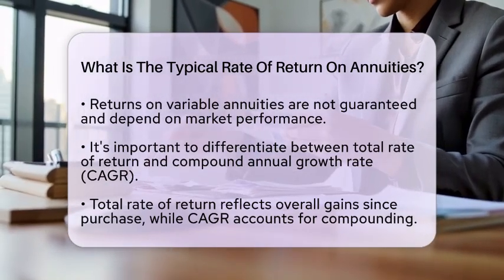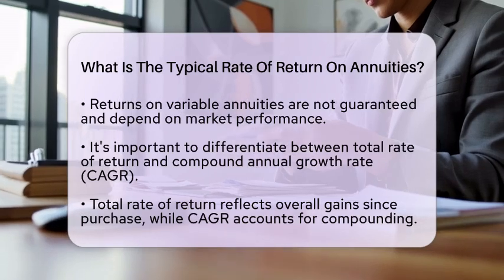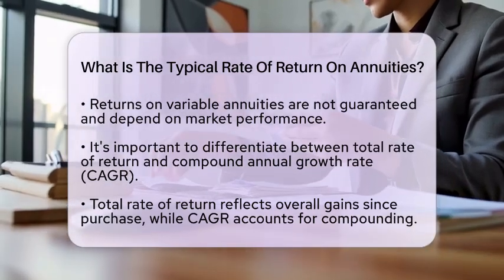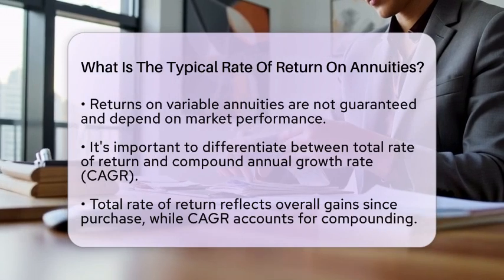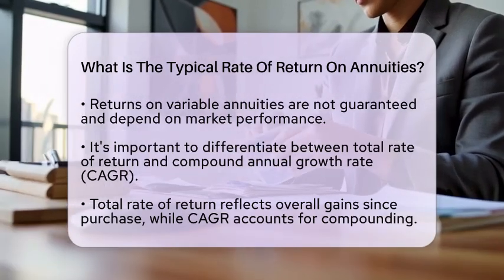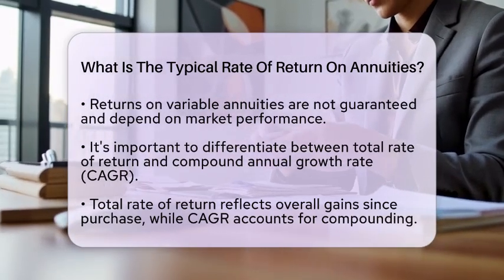Fixed annuities can provide stability and predictable income, which is particularly valuable for retirement planning. They are great for those looking to preserve capital and avoid market volatility. On the other hand, variable annuities offer the potential for higher returns but come with greater risk and often higher fees.